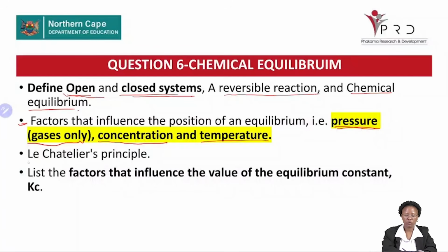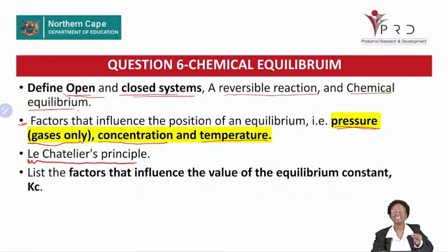Another thing that I want you to do is to know how to state Le Chatelier's principle. Remember, under the rate of reaction, we are talking about the collision theory. However, under chemical equilibrium, we are looking at Le Chatelier's principle. You need to be able to state it. It says that when an equilibrium in a closed system is disturbed, the system will reinstate a new equilibrium by favoring the reaction that will oppose the disturbance.